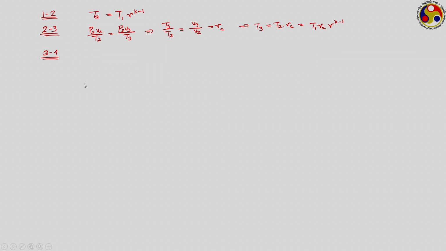So, for an isentropic process, just like we have written earlier, T3 V3 to the power k minus 1 is equal to T4 V4 to the power k minus 1, that is, T4 upon T3 is equal to V3 upon V4 to the power k minus 1. And what is your V3? V3 is RC into V2.